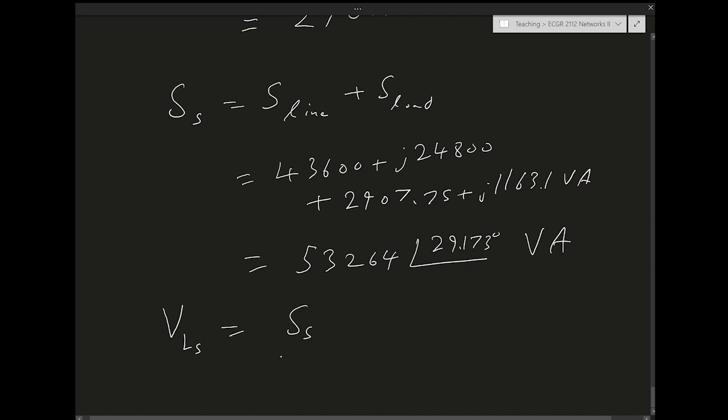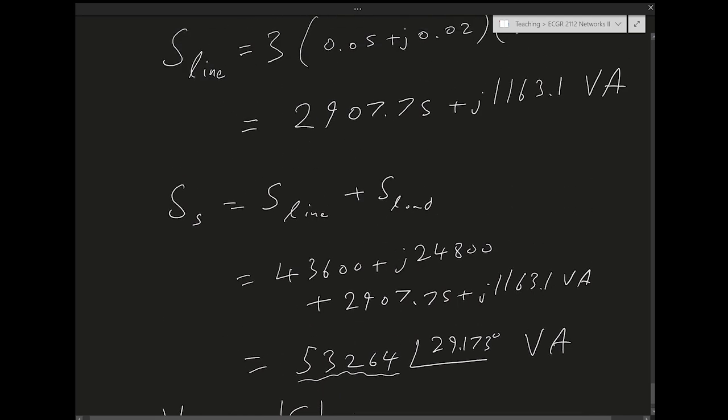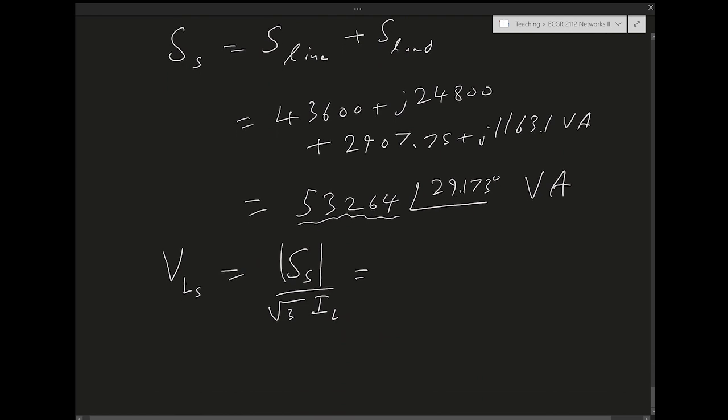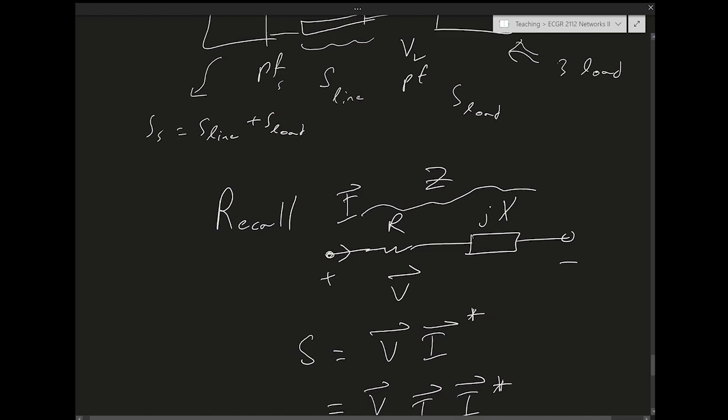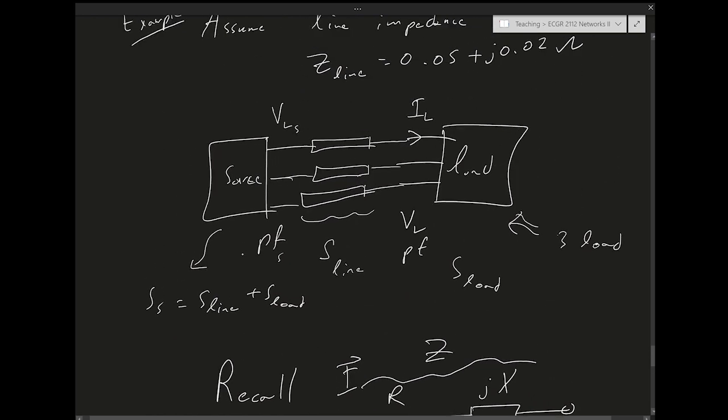It's going to be just SS over square root of 3 IL. We established this formula in the beginning of the lecture. So we know SS, it's going to be the magnitude, right? So this is the magnitude, I plug it in, and then I know square root of 3, I know IL, which is 139.23. Plug everything in and calculate that, it will be 220.872 VRMS. That would be the voltage at the source. That would be the line voltage here.